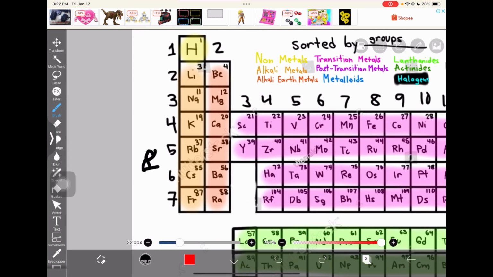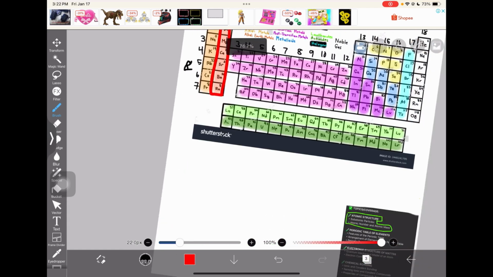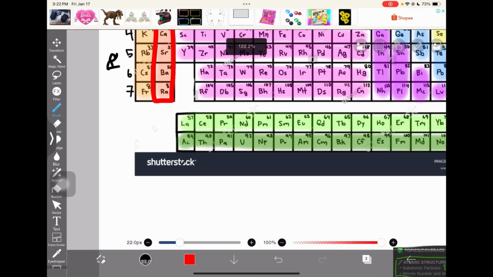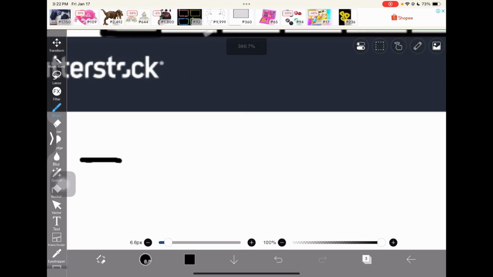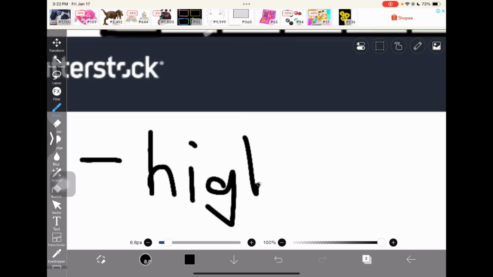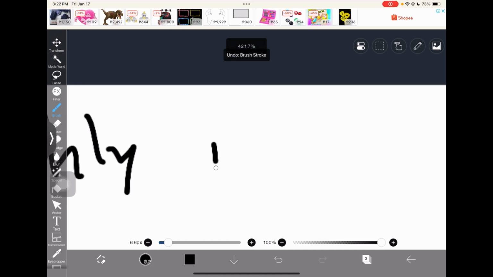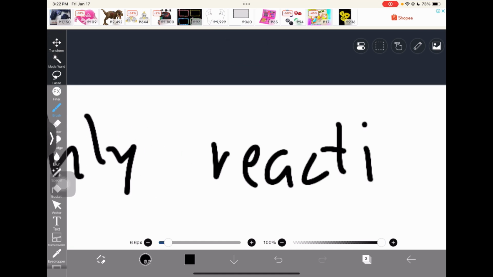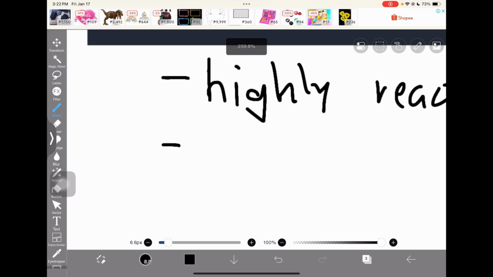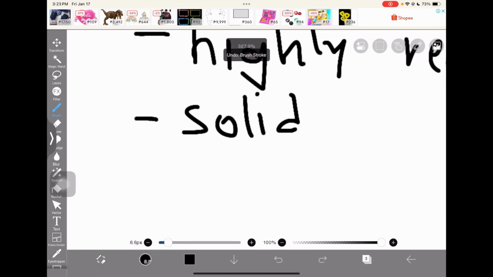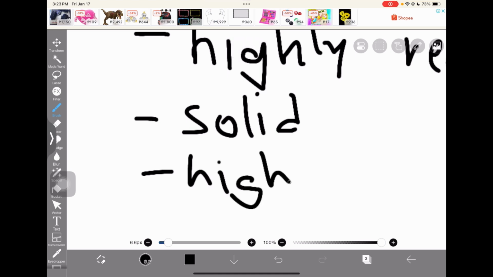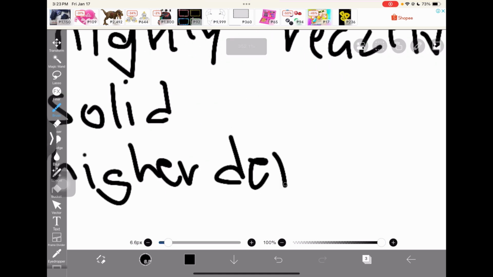Next is the alkaline earth metals. Once again, not to be confused with the alkali metals, but they do share a few things in common. Like once again, they are highly reactive. But they're also solids. They exist as solids. They're harder than the alkali metals, so they have a higher density than group 1.